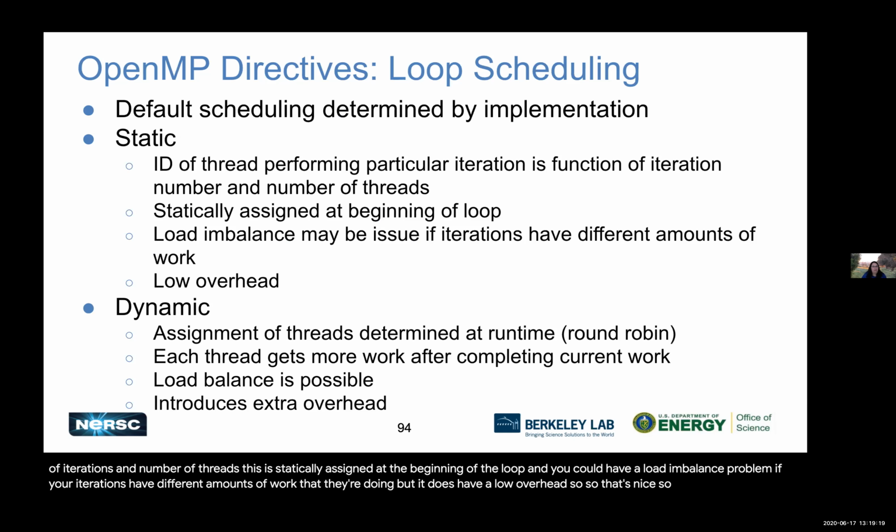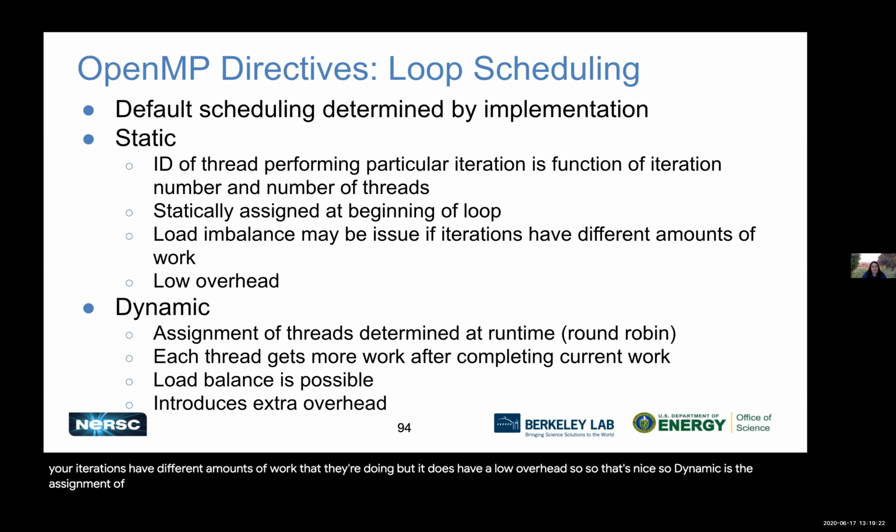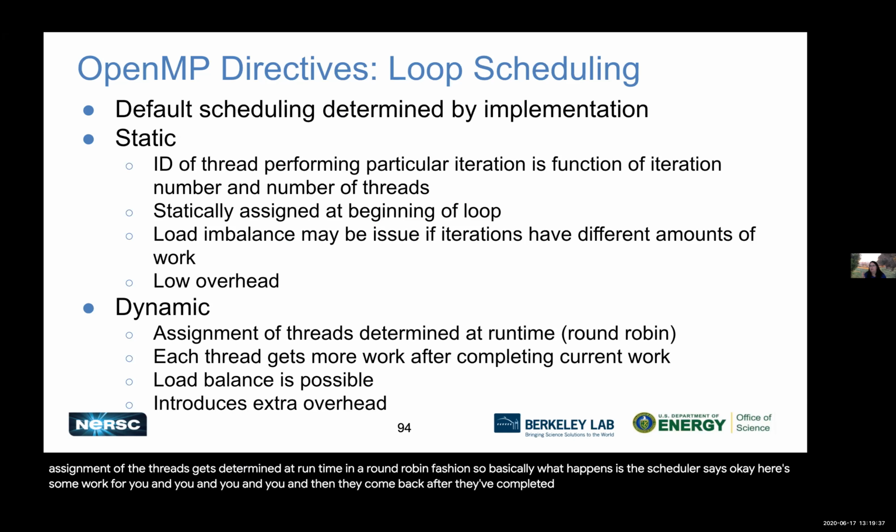So dynamic is where the assignment of the threads gets determined at runtime in a round robin fashion. So basically what happens is the scheduler says, okay, here's some work for you and you and you and you. And then they come back after they've completed their current work. They come back and they say, okay, I'm ready for more. And they get more work. So this is actually a really good way to do some implicit load balancing. But it does introduce a little extra overhead because they do have to keep coming back and being assigned more work.